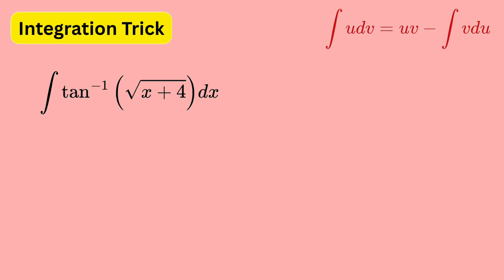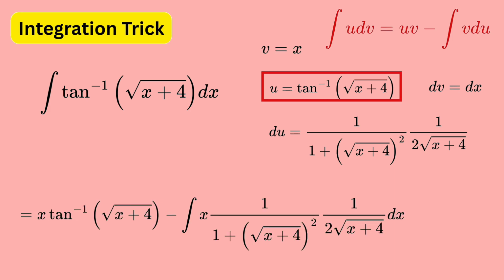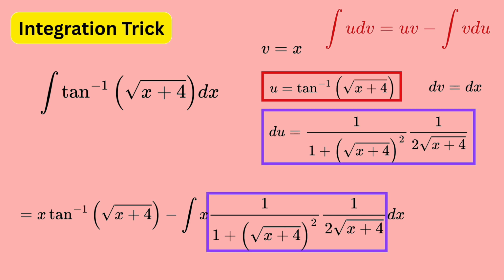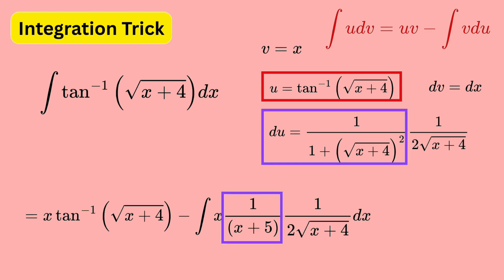Now let us try one slightly more advanced example. Suppose we want to integrate tan inverse of the square root of x plus 4. Again, we rewrite it as 1 multiplied by tan inverse of the square root of x plus 4. Its integration by parts will give us this result, right? Now, when we differentiate tan inverse of the square root of x plus 4, using the chain rule, the denominator eventually becomes 1 plus the square root of x plus 4, whole squared, which simplifies into x plus 5. This is multiplied by 1 over 2 times the square root of x plus 4.